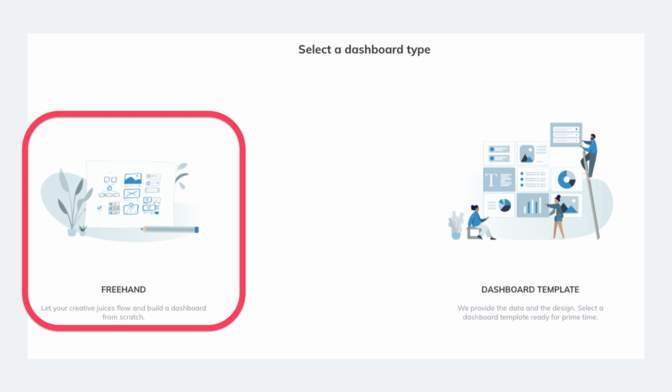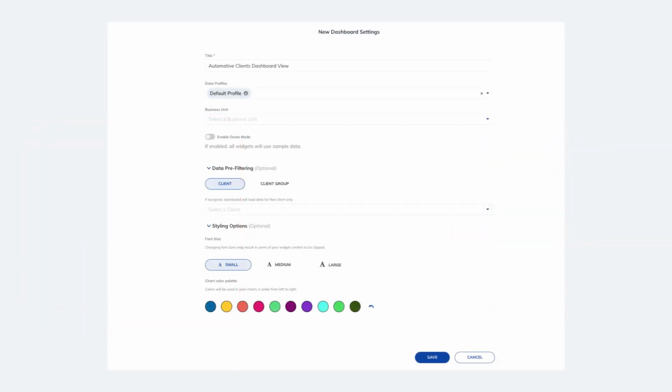Now let's go over what you'll see when you choose to create a freehand dashboard. And know that you can save freehand dashboards as templates for future use as well. In the new modal, you'll give the dashboard a title, and then you can select data profiles or choose the default profile as I've done here, and add business units if configured. Otherwise, leave those dropdowns blank.